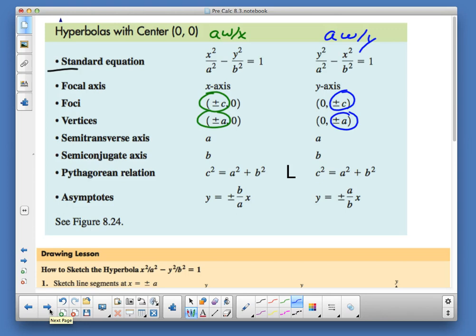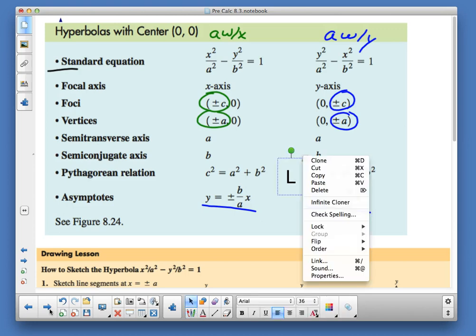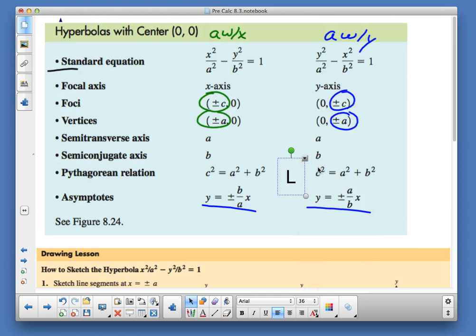Check out the asymptotes, the way we just talked about them. Okay, and I have no idea why I have that L sitting there. Apparently, I tried to get rid of something, and I hit the keyboard, and nothing happened.